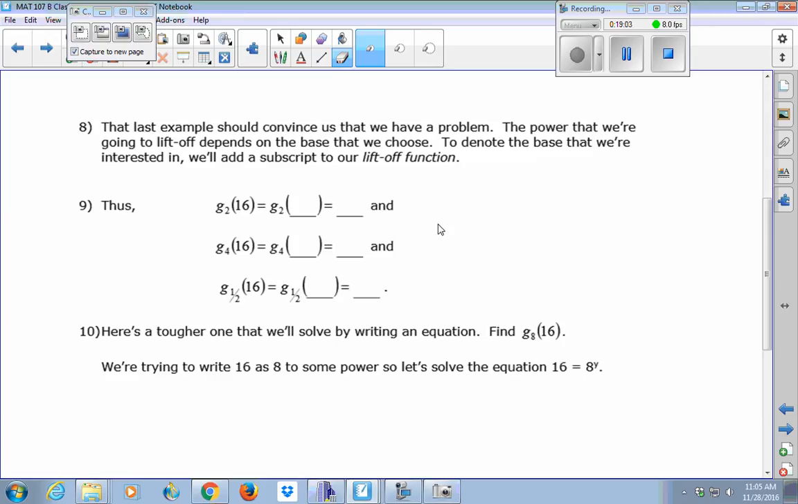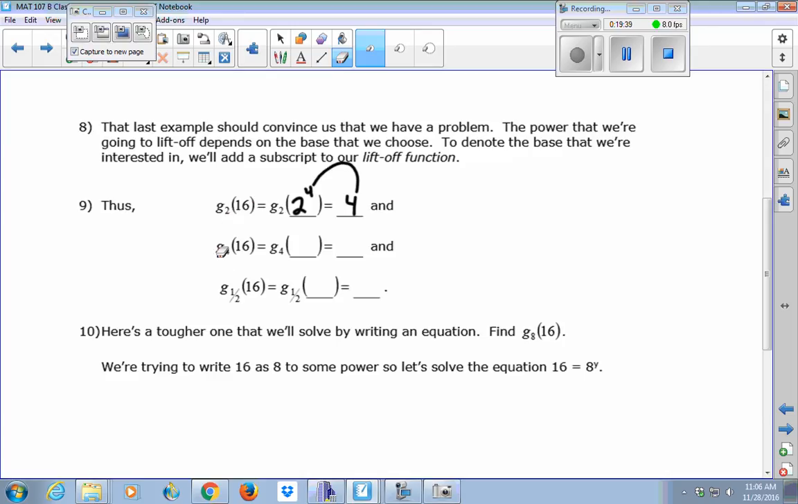So my input into this first function, into my liftoff function, is 16. I want to take 16 and write it as 2 to some power so I can lift off the power. So 2 to what power is 16? 4th power. So 2 to the 4th. So G says lift off the exponent when the base is 2. So here's my base of 2. Here's my exponent. I'm going to lift it off. 4. Perfect. So this has one identity because I know what the base is.